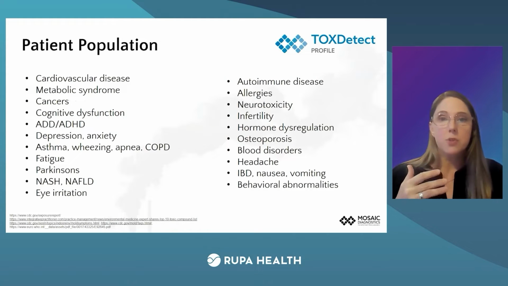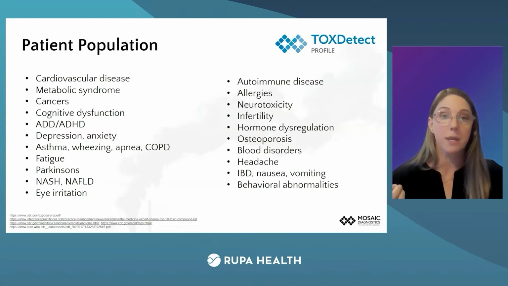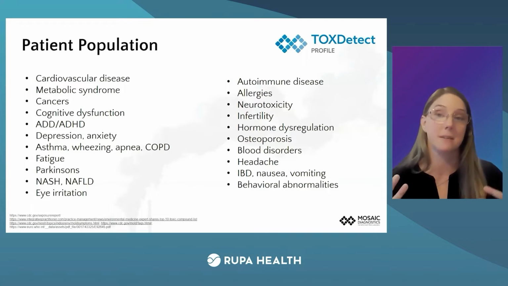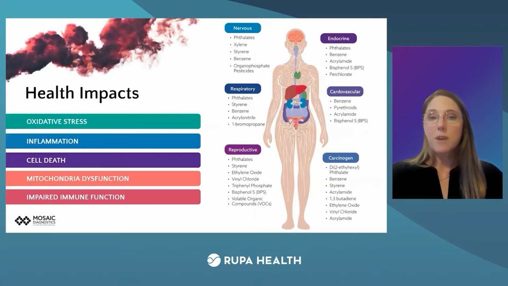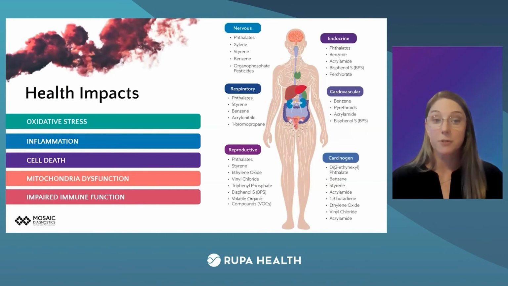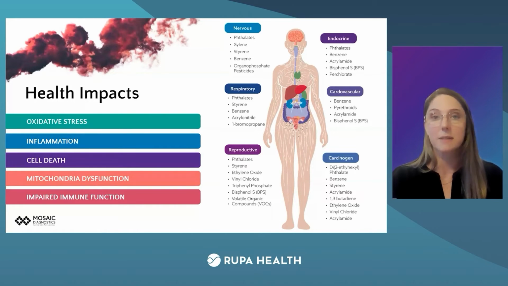Diving a little bit deeper into the lesser known or the not immediately apparent, these are a selection, it is not exhaustive, of the symptoms and the diagnoses and the disorders that have been associated with exposure to environmental toxicants. What you will see is that the list is broad and it is varied and it is multi-system. And so we know that the overall health impacts of being exposed to environmental toxicants include things like oxidative stress, inflammation, cell death, mitochondrial dysfunction, and impaired immune function. And we see on this diagram, these toxicants are across all of our body systems. It's not isolated to a single one.